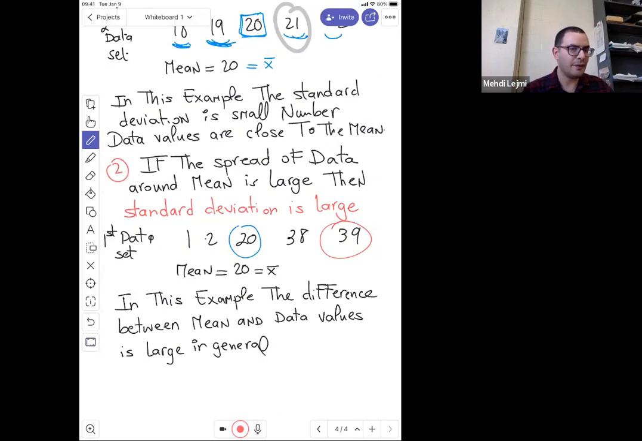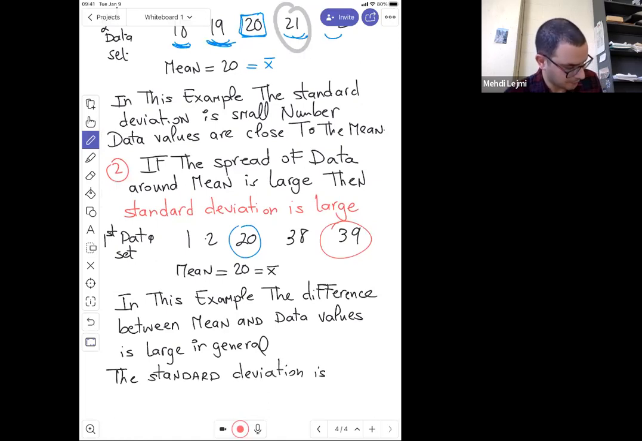And so if you pick another number, you know, the 1, 2, or 38 or 39, then they're going to be very different from the mean, right? So in this example, of course, the standard deviation is going to be large. Okay. So that's the idea, right?